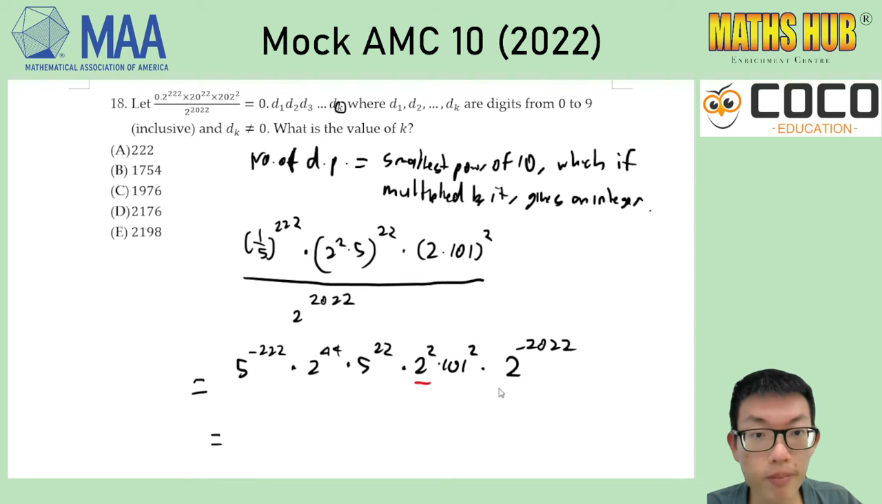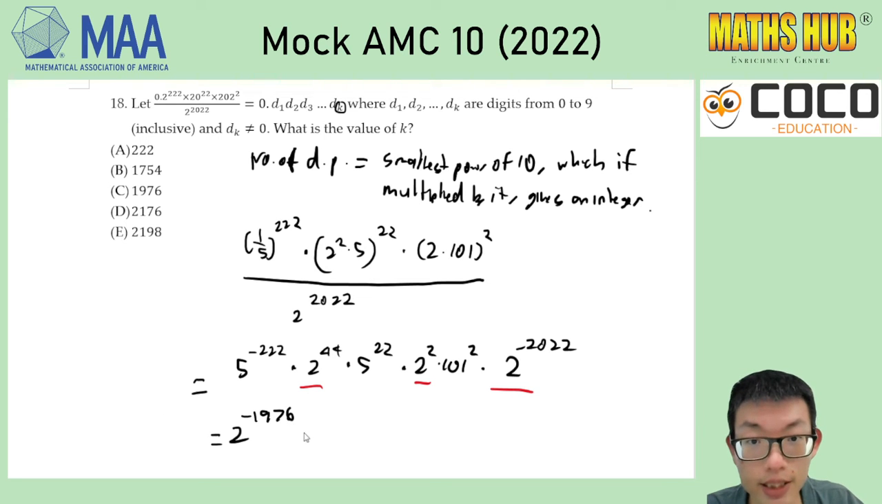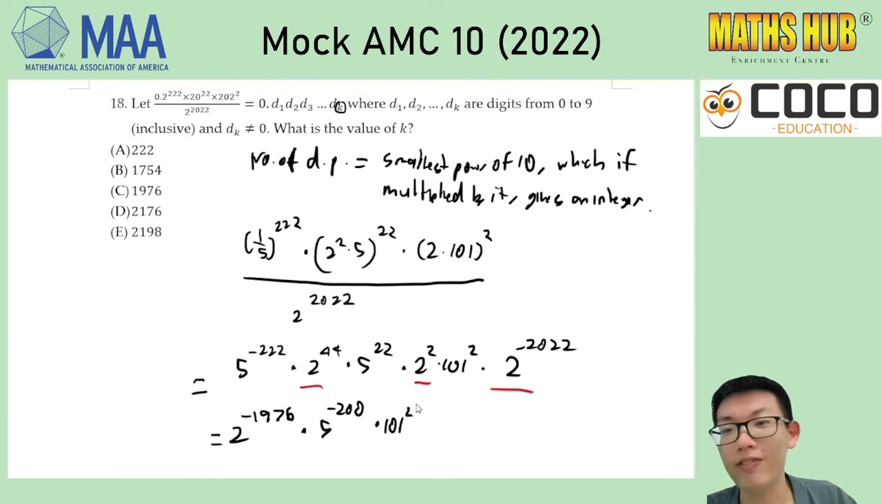The 2's combine to give you 46 minus 2022. 2022 minus 46 is 1976. So negative 1976, 5 to the power of negative 200, and a fairly useless 101 squared.